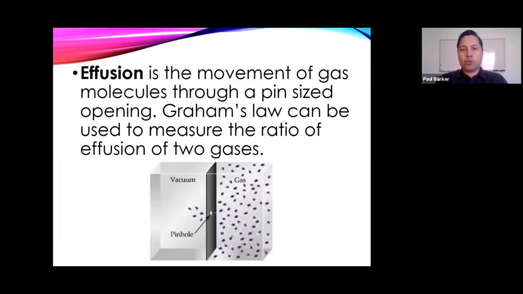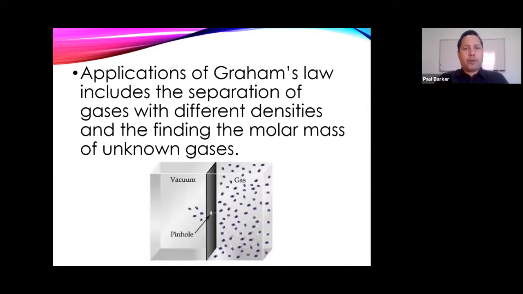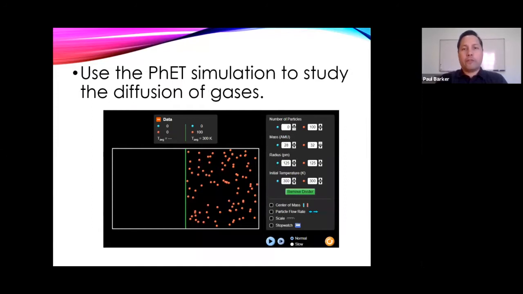Graham's law can be used to measure the ratio of effusion of two separate gases. So that's an application of Graham's law. Further applications of Graham's law include the separation of gases with different densities and the finding of molar masses of unknown gases. Now we're going to use a PhET simulation to study diffusion of a gas.